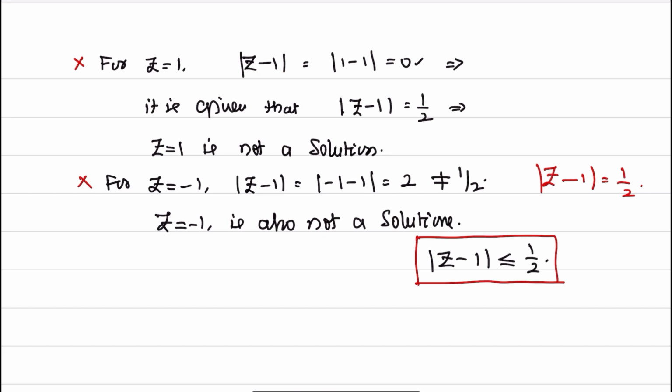Then, let us check. It is the denominator singularities we have checked. Now, numerator. What is the numerator? Numerator is Z into e to the power of 1 by Z. Z is equal to 1 and Z is equal to minus 1 we have already checked. At Z is equal to 0, what happens? Numerator becomes 0 into e to the power of 1 by 0, which is undefined.